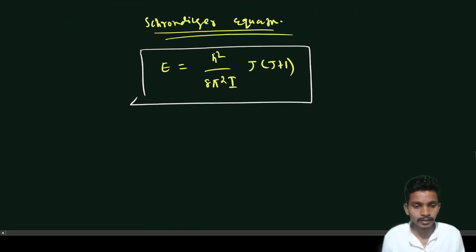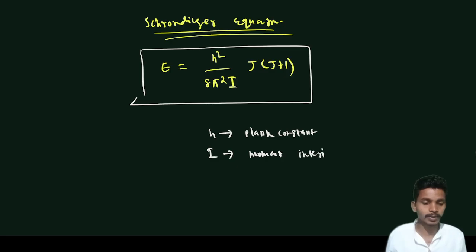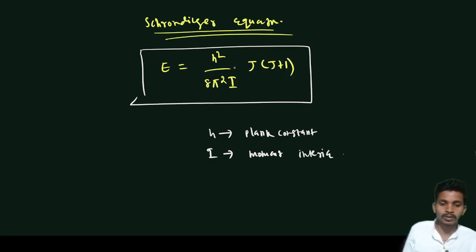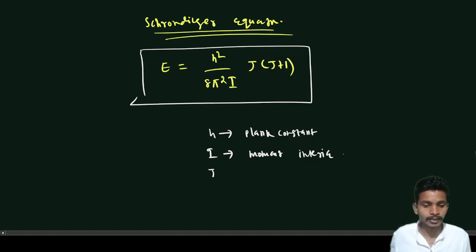Let's say this h is the Planck constant, and this I is the moment of inertia. That's why we are studying the moment of inertia. I discussed why the moment of inertia is important, because we use that moment of inertia here whenever we are calculating the energy levels. And this J is the rotational quantum number.